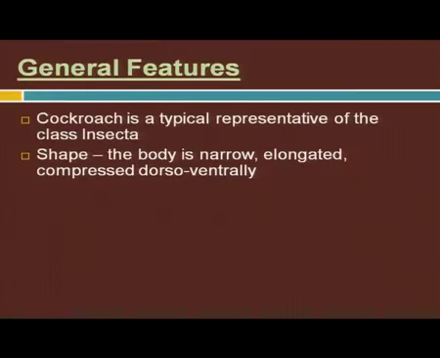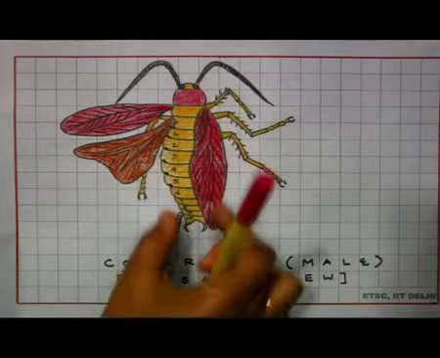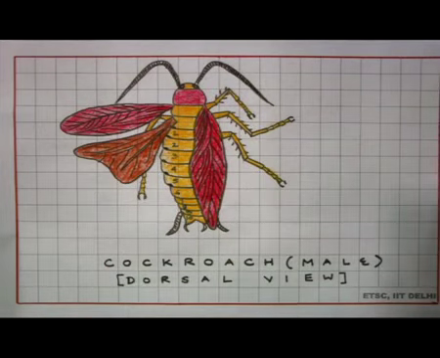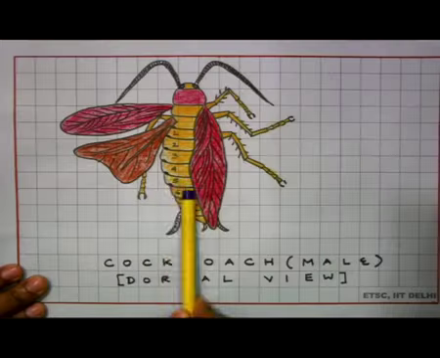Its shape, as you can see, is narrow and elongated, and it is compressed dorso-ventrally. Coming to the symmetry, we know that bilateral symmetry is seen. Do you remember what do you mean by the bilateral symmetry? Symmetry can be of two types in organism, radial symmetry and bilateral symmetry. When we are talking about bilateral symmetry, we say that the body of an organism can be divided into two equal halves by only one plane.